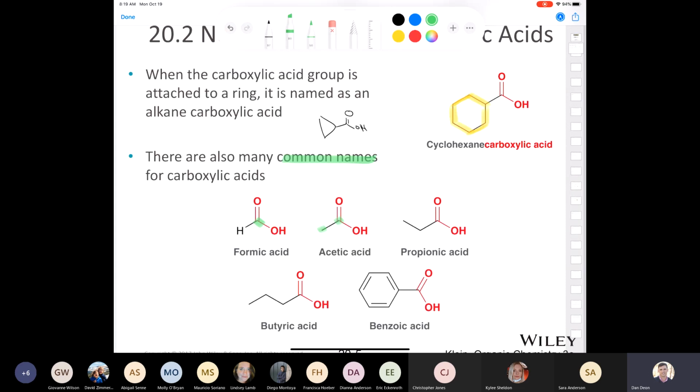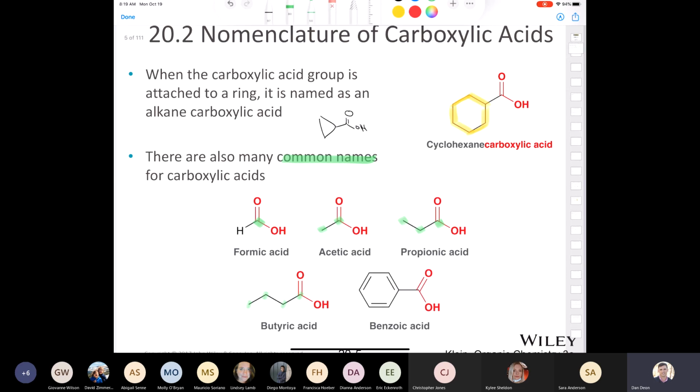If you have a 2-carbon carboxylic acid, you would think ethanoic acid, right? Ethane is a 2-carbon alkane, so ethanoic acid, but here we have acetic acid. When you have 3 carbons, it's propane, so you would think propanoic acid, which is correct, but the common name is propionic acid. If we have 4 carbons, butane as a 4-carbon alkane, I drop the E and put oic acid, that would be butanoic acid. But you can see the common name is butyric acid. And then, of course, we have benzoic acid, which you've looked at before.